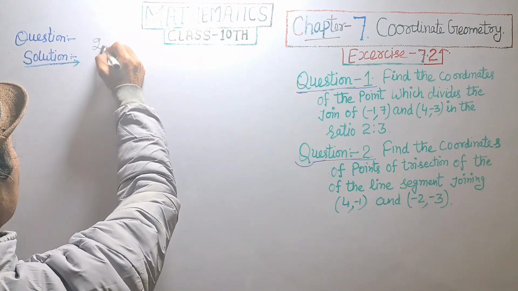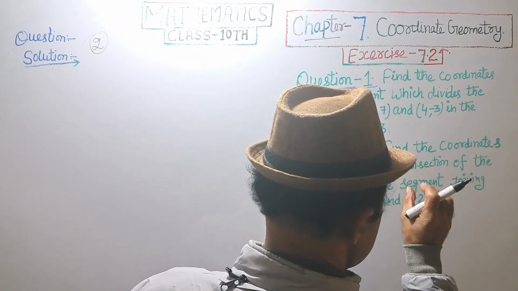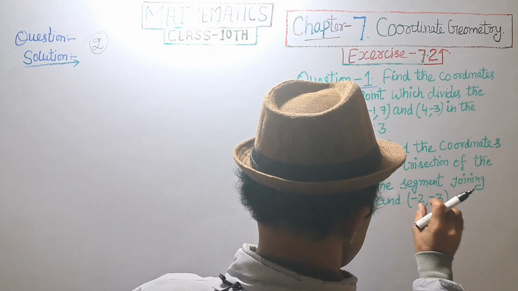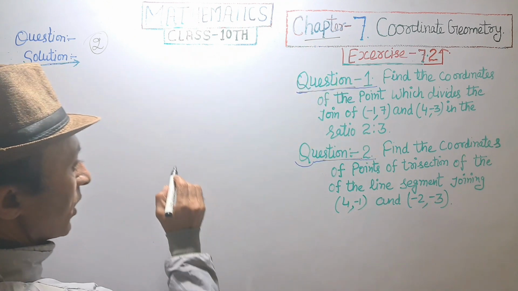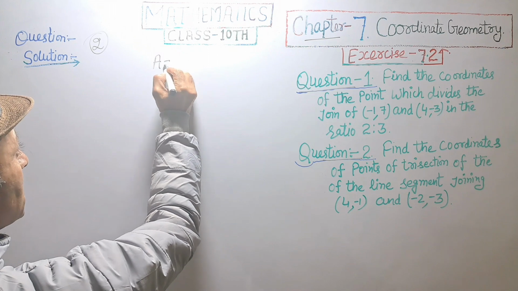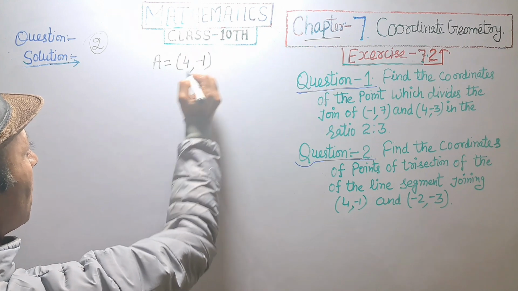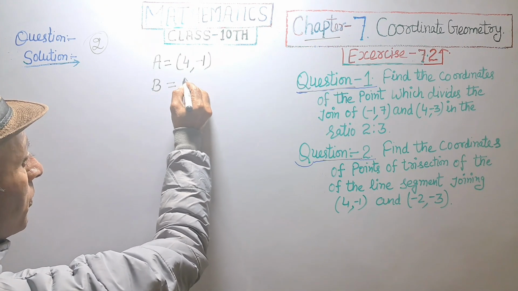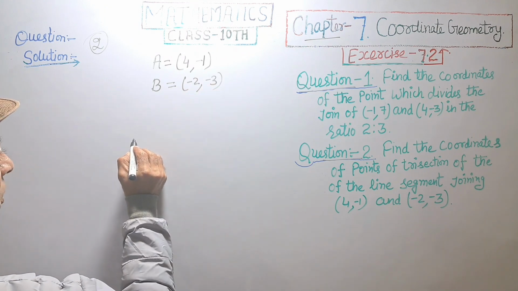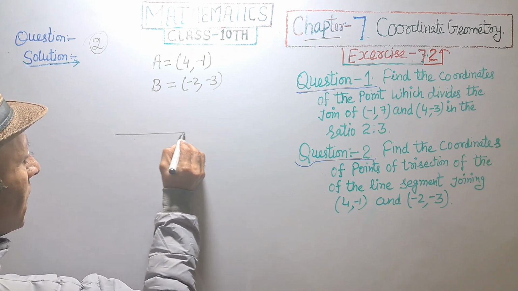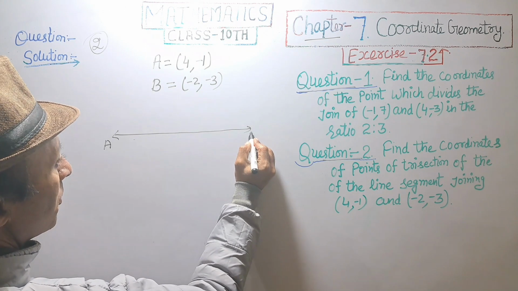Question second. Find the coordinates of the points of trisection of the line segment joining 4, -1 and -2, -3. Given A is equal to 4, -1 and B is equal to -2, -3. Draw a line A, B.